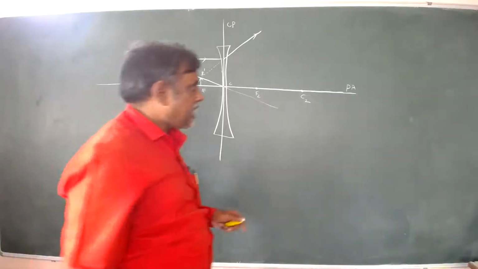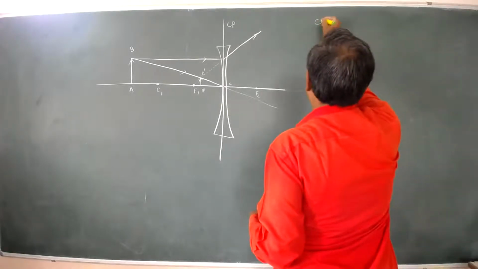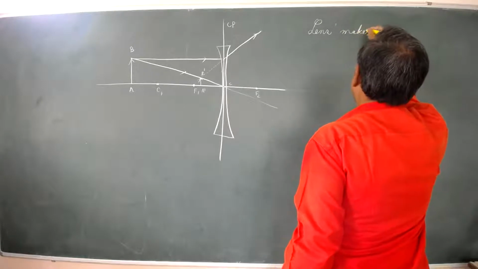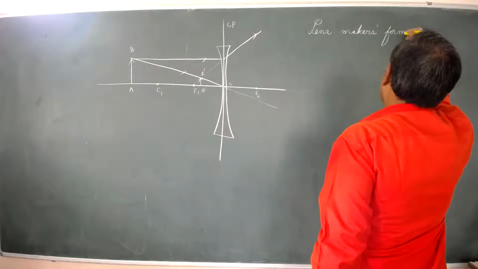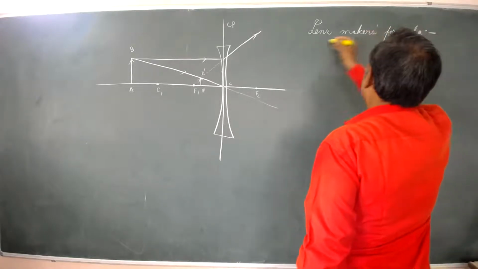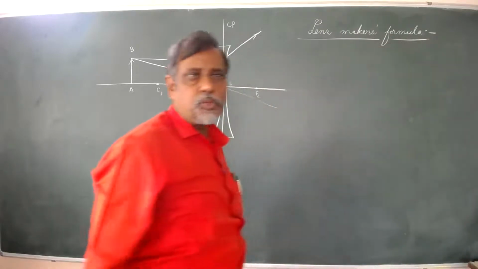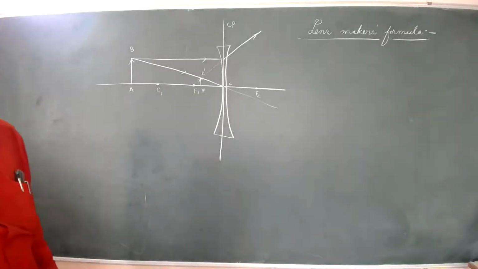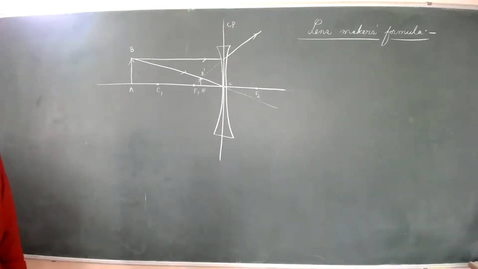And the next concept of this lens is lens maker's formula. What do you mean by lens maker's formula? Lens maker's formula is nothing but a formula which is to be applied while making the lens. That is called lens maker's formula.